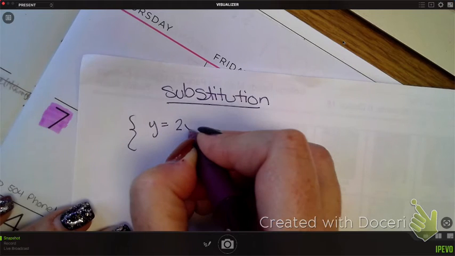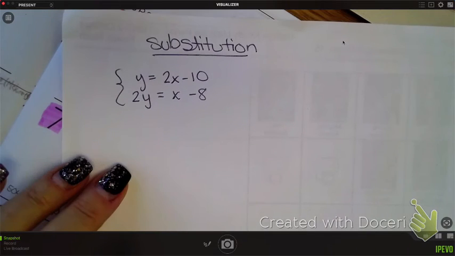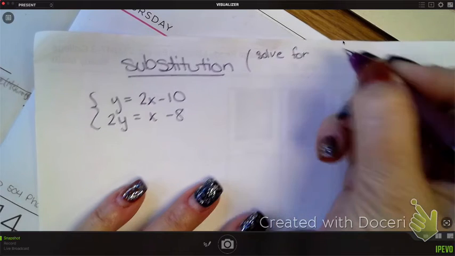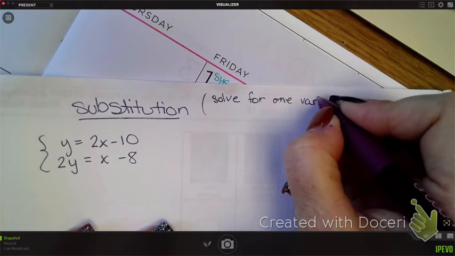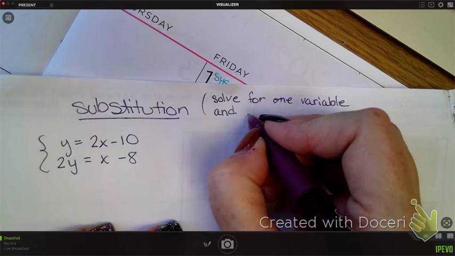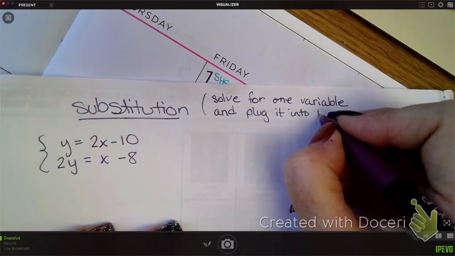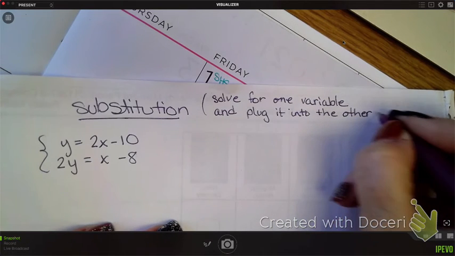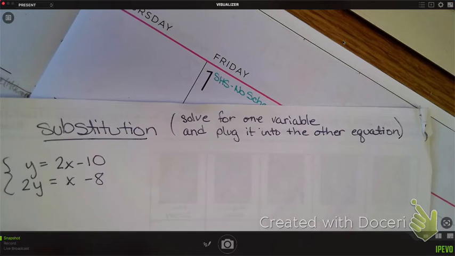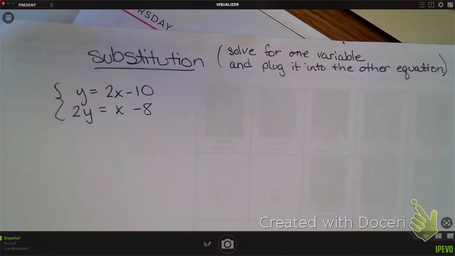Y equals 2x minus 10 and 2y equals x minus 8. So substitution, what substitution does is you solve for one variable and plug it into the other equation. We did substitution as the second part of elimination, didn't we solve for y and substitute it back in to solve for x? Technically it doesn't matter which equation or which variable, but sometimes it's all right there slapping you in the face.